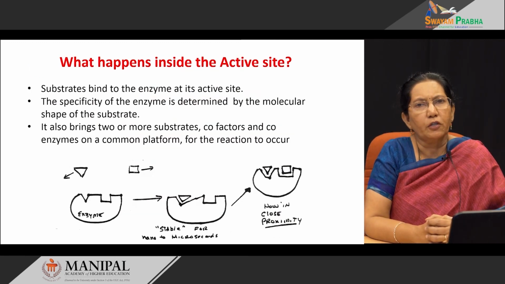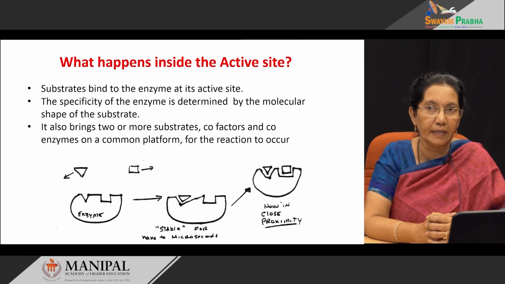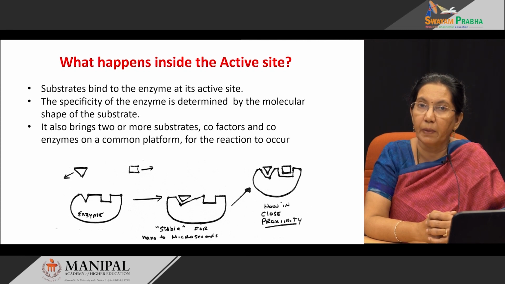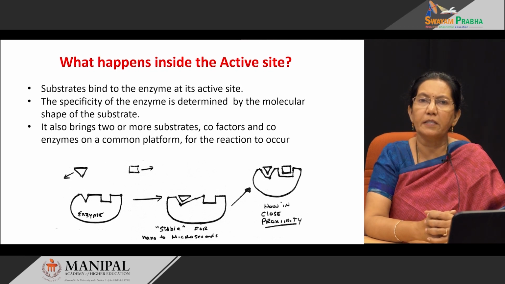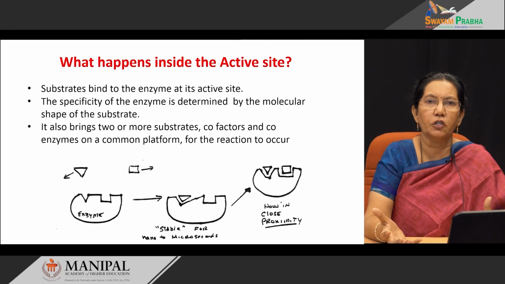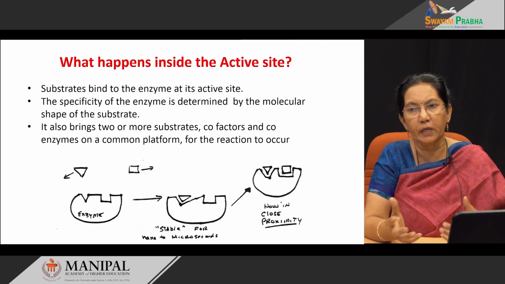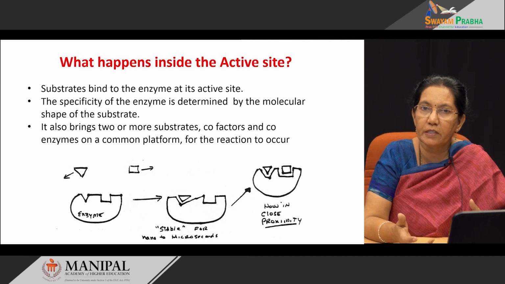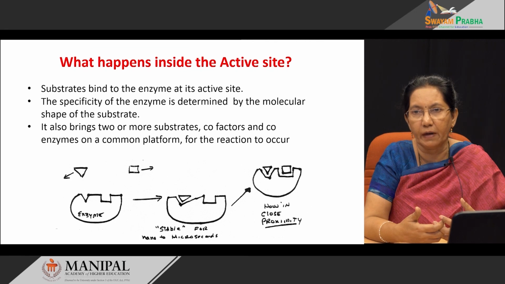Now, let us see what actually happens inside the active site. So, we are very clear that the substrate binds at the active site, that the specificity of the enzyme is determined by the molecular shape and structure of the substrate. So, let us imagine the enzyme as a very large tray in which various ingredients can pile up. For example, look at the diagram below. You have a very large enzyme molecule and you have two different substrates which are coming down and meeting in the enzyme platform. Suppose there had been no enzyme, what would have happened?